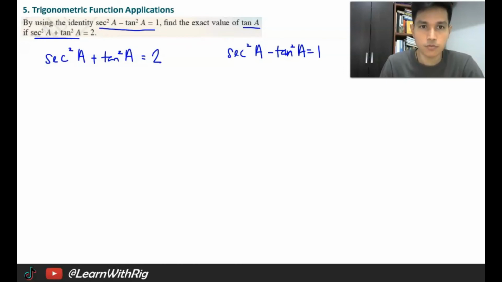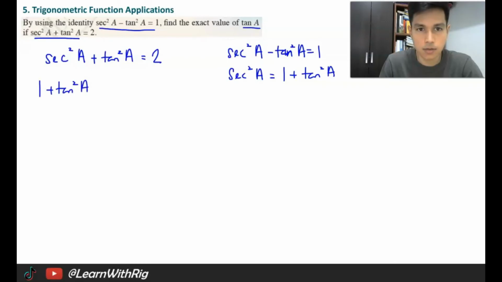Okay, so we want to find tangent a. So that means we must substitute this in terms of tangent a, correct? So what you can do is isolate the secant square. So secant square equals to 1 plus tangent square a. So you take this, substitute into the secant square a here. So 1 plus tangent square a plus tangent square a equals to 2. So you can combine, you get 2 tangent square a equals to 2 minus 1, because this 1 I shift over, right? So 2 minus 1 I get 1.